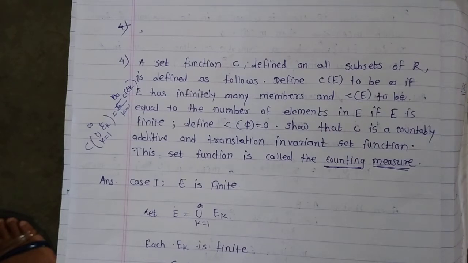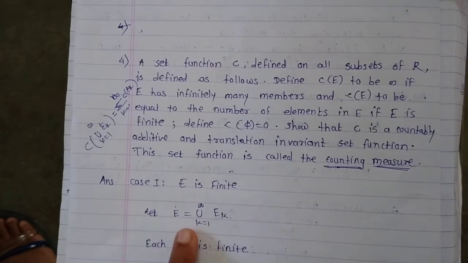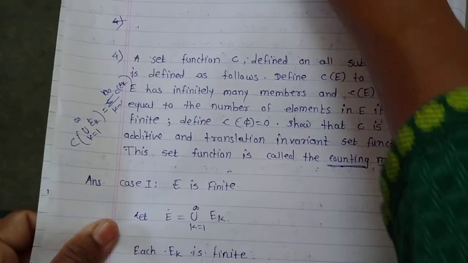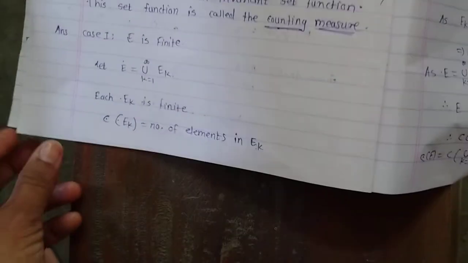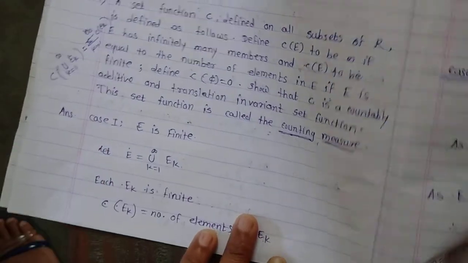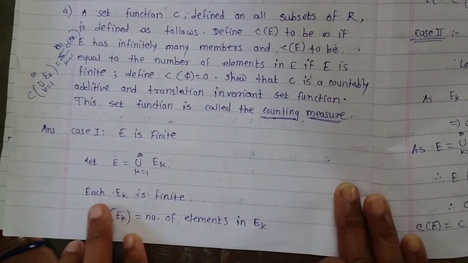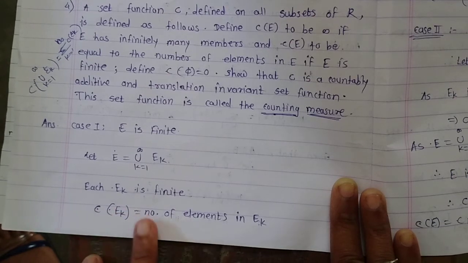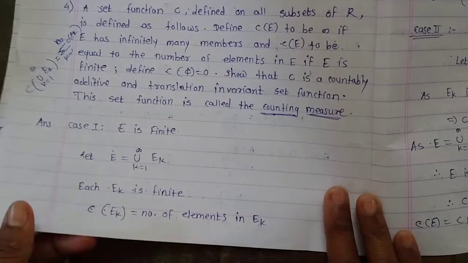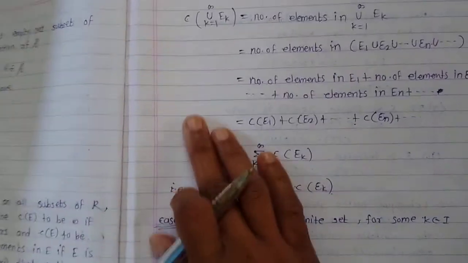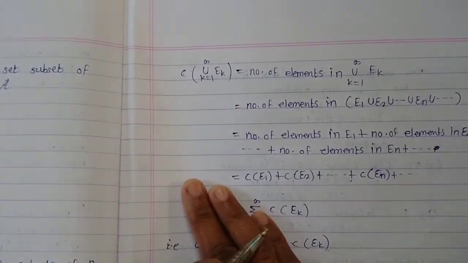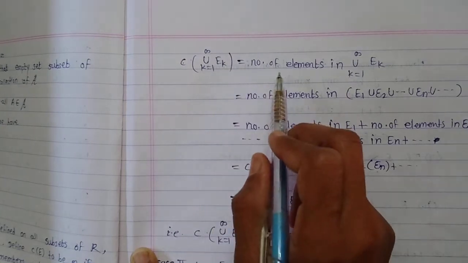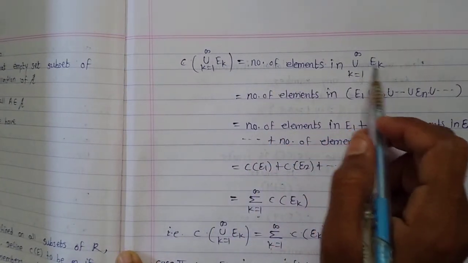Okay, so we consider the first case. Suppose that E is finite, then let E be written as the union k runs from 1 to infinity of Ek, where each Ek is finite, and therefore if Ek is finite, then C of Ek is equal to the number of elements in Ek, according to the definition. So that means C of the union of Ek is equal to the number of elements in that union, that is, union k runs from 1 to infinity of Ek.